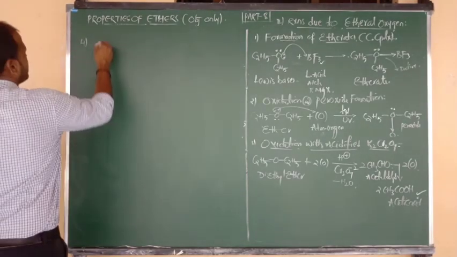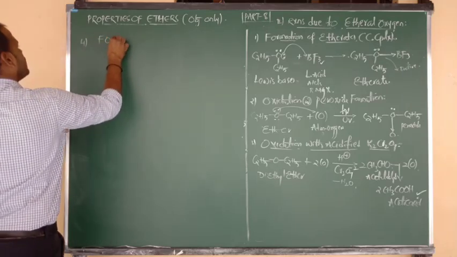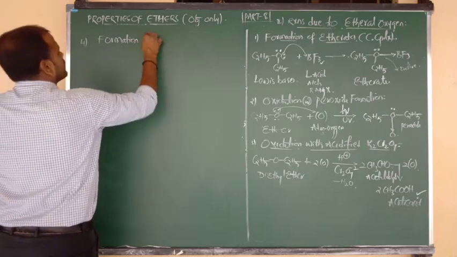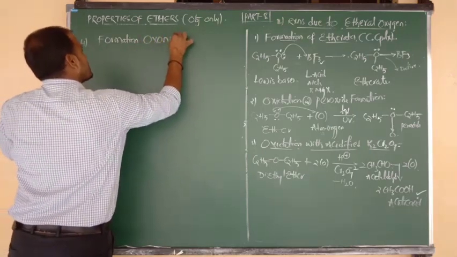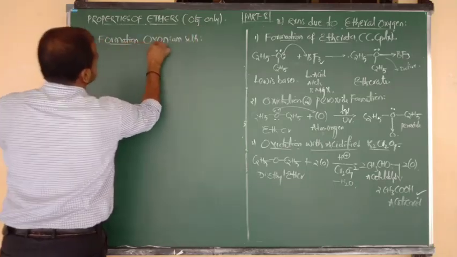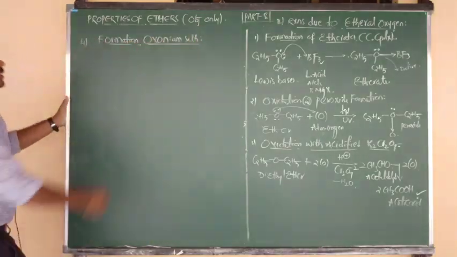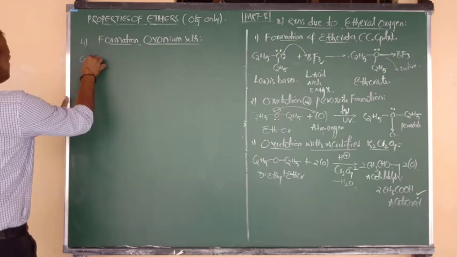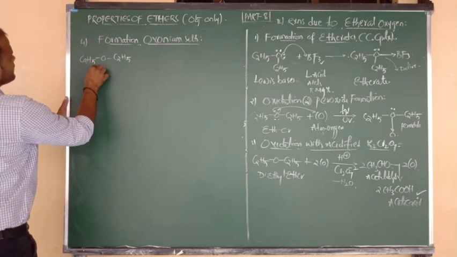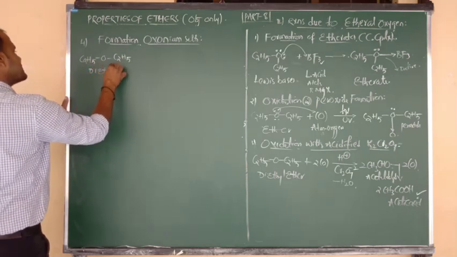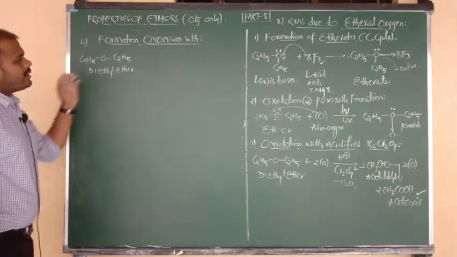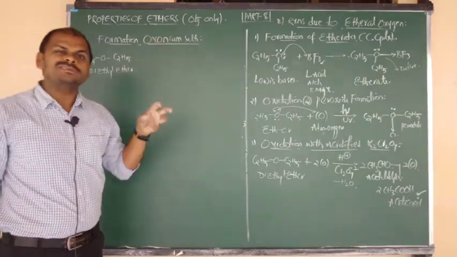Property number 4, formation of oxonium salts. Formation of oxonium salts. Okay, let me consider one example: C2H5OC2H5, nothing but diethyl ether. Here I am saying formation of oxonium salts.